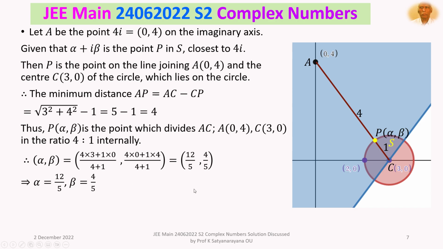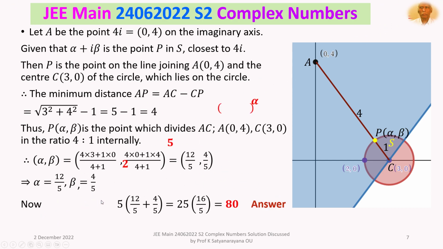What is it that we require? We require 25 times alpha plus beta. So 25 times (alpha 12 by 5 plus beta 4 by 5). When added, it is 16 by 5, and 25 into 16 by 5: 5 fives are 25, 5 into 16 is 80. That's our answer. So that is the question.